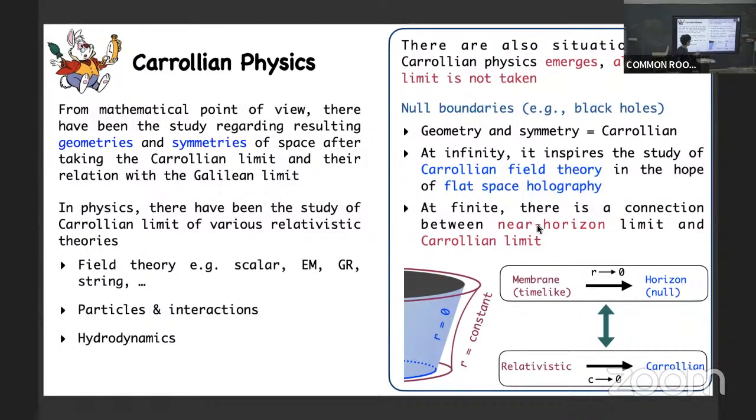So let me summarize again. I just want to introduce you to this type of limit, the Carrollian limit, a very strange limit opposite to the limit that we are used to. And although this Carrollian physics may have nothing to do with our everyday life phenomena, some people, myself included, believe that by studying this kind of Carrollian physics, it may help our understanding of the nature of space-time, the nature of gravity, at both the classical level and the quantum level. And that's all I have to say. So thank you very much.